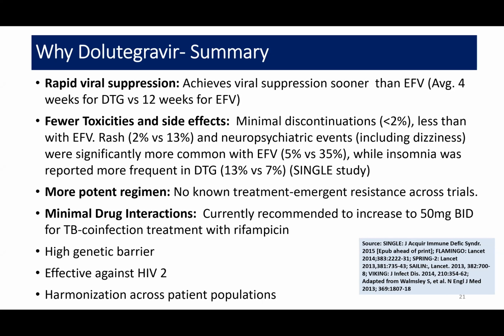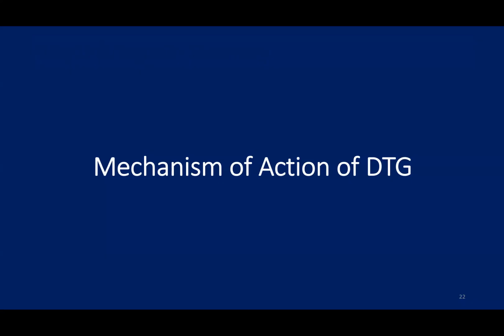It has a very high genetic barrier to resistance. As I said, it is difficult for the virus to become resistant to this particular drug. It can also be given safely to HIV-2 patients. Unlike NNRTIs like nevirapine and efavirenz, which we were not able to use in HIV-2, DTG can be used in HIV-2 also. Harmonization across patient populations. This can be used in children, women, elderly, adolescents, boys, men, and everyone. So that makes our job very easy as clinicians and program managers as well. We'll see numbers supporting that later in the presentation.